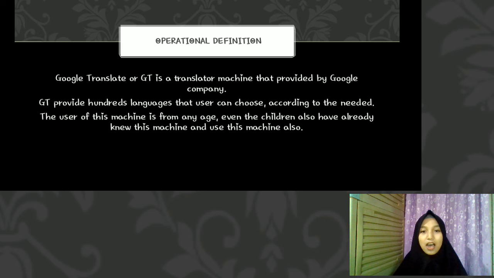And then the users of Google Translate are of many ages. So even children in intermediate school or elementary school have already known about Google Translate, and they are usually or perhaps common to hear or use Google Translate.